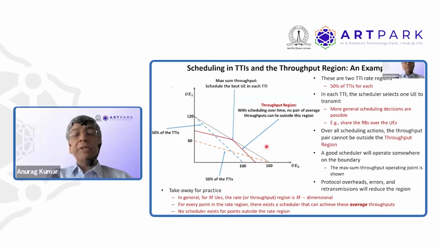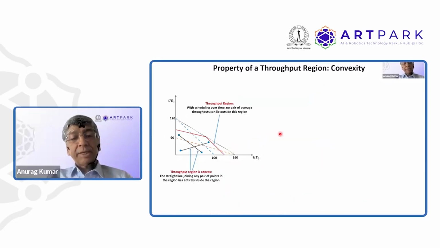And there's no scheduler for a point outside the rate region. Okay. All right. Again, I went over this quickly at the end of the last lecture, and I asserted that the rate region, which is a set of points in m dimensions, is a convex set. Some of you may remember this from your math courses in university. But what does a convex set mean?